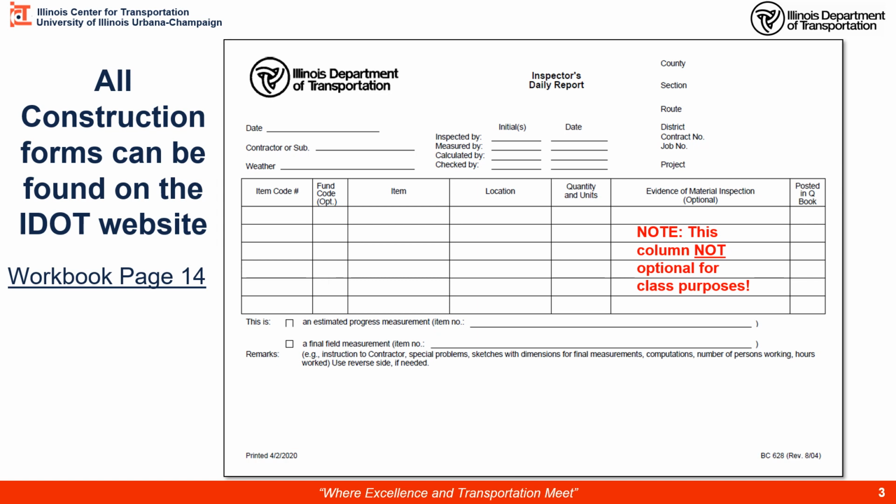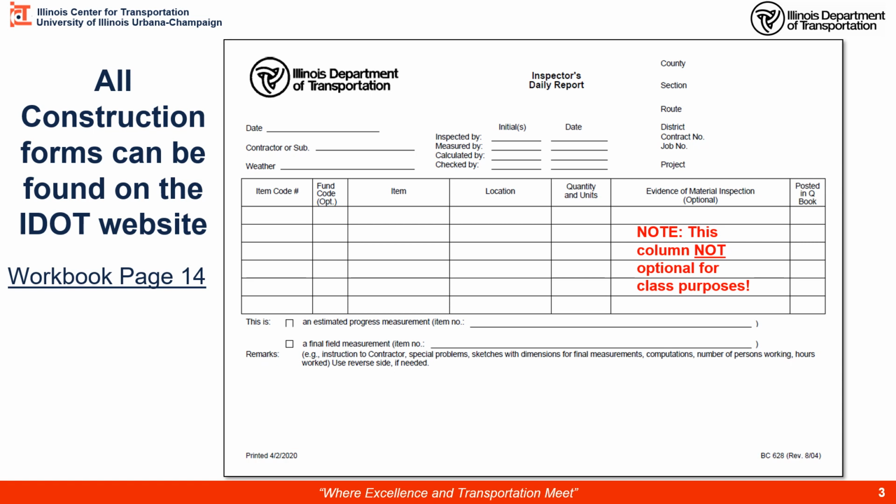Please note, for the purposes of the DOC class, this column is not optional if you happen to see this form again. Once you've filled out your row or multiple rows, you must choose one of the two boxes at the bottom. The top box indicates it's an estimated progress measurement. You would want to put your pay item number here for each one of the items that is estimated. You check this box if you've made a final field measurement. It doesn't have to be final for the pay item, just final for that measurement.